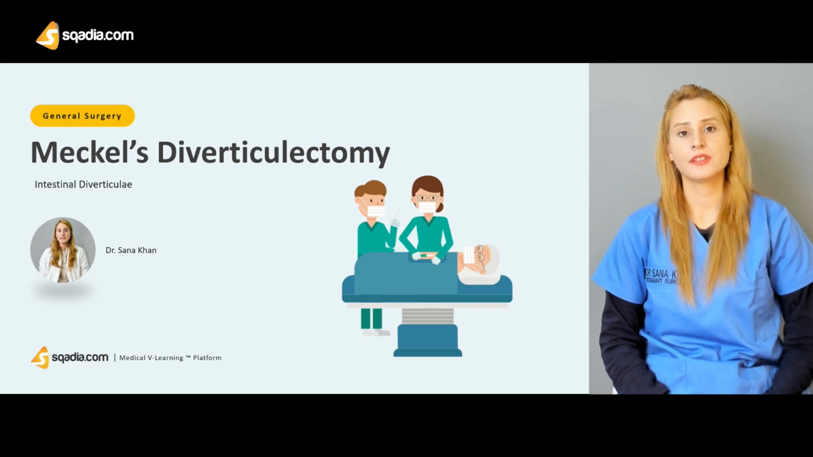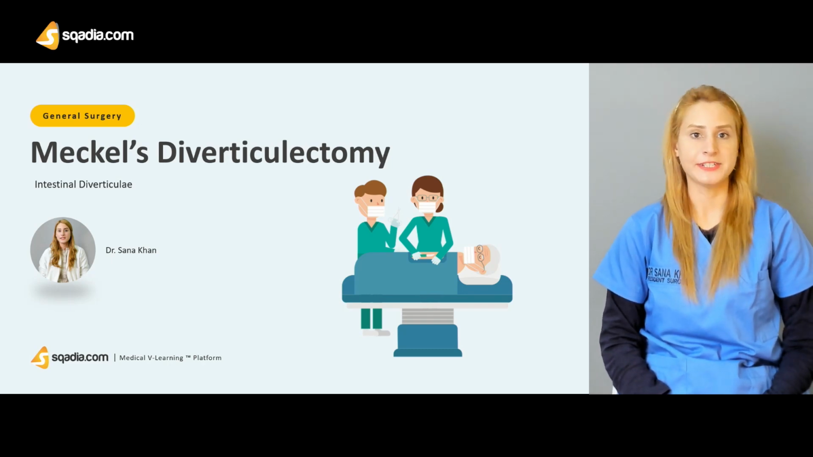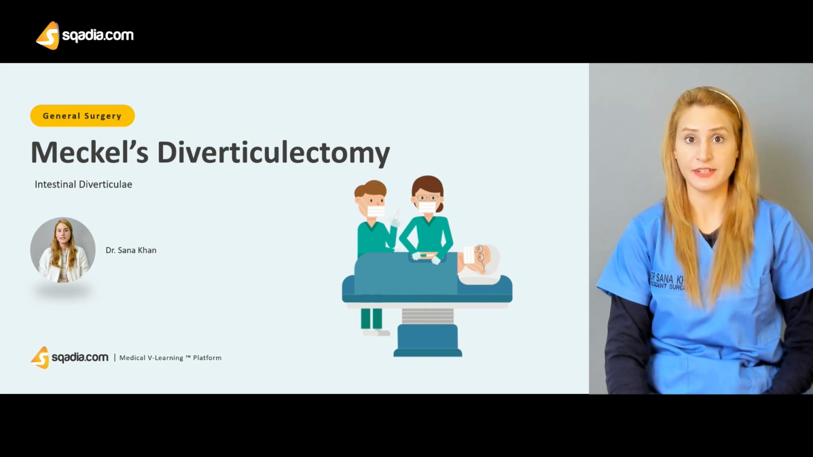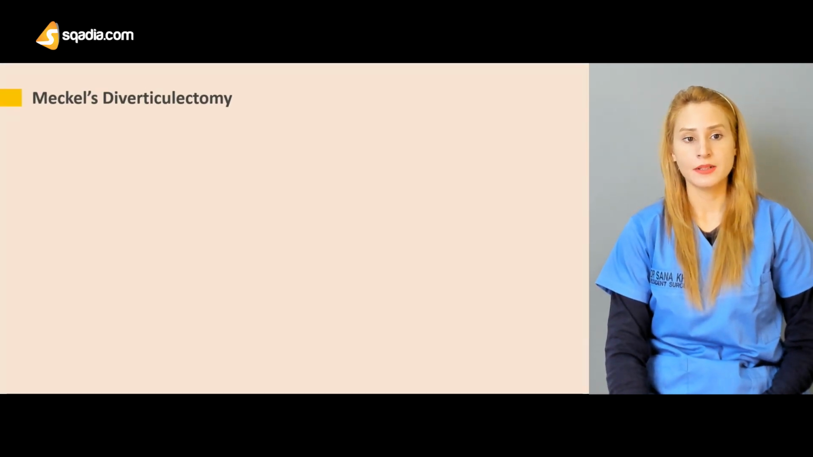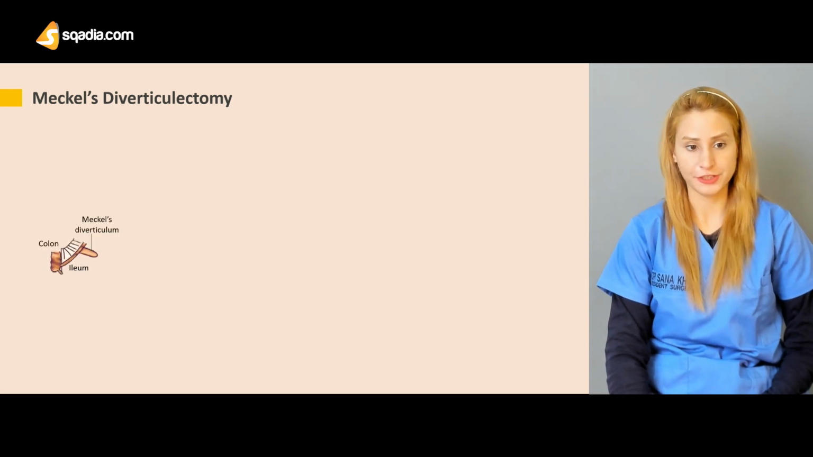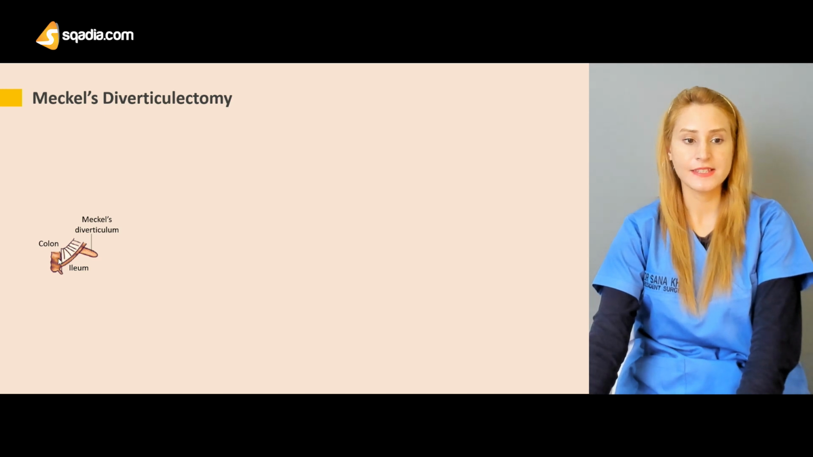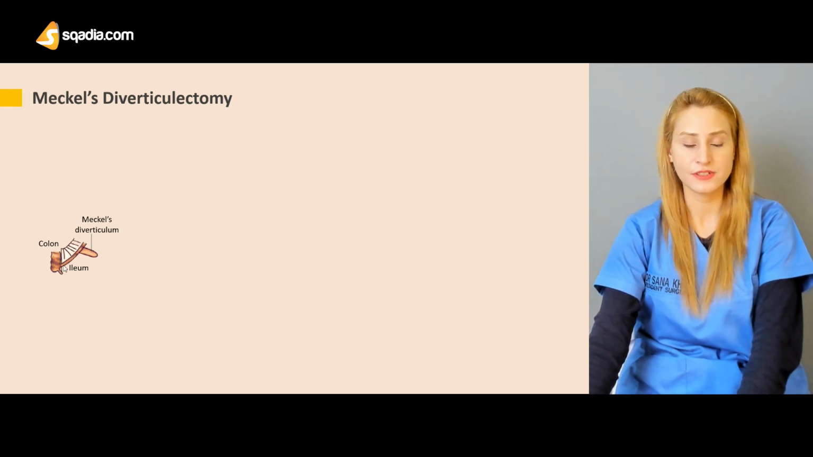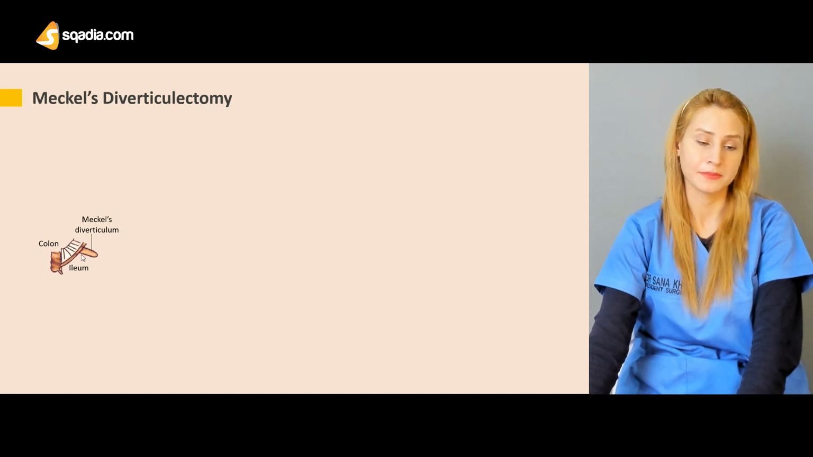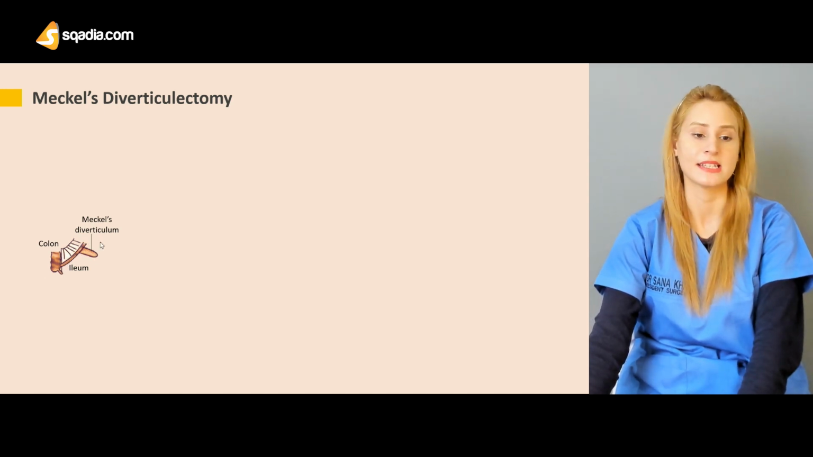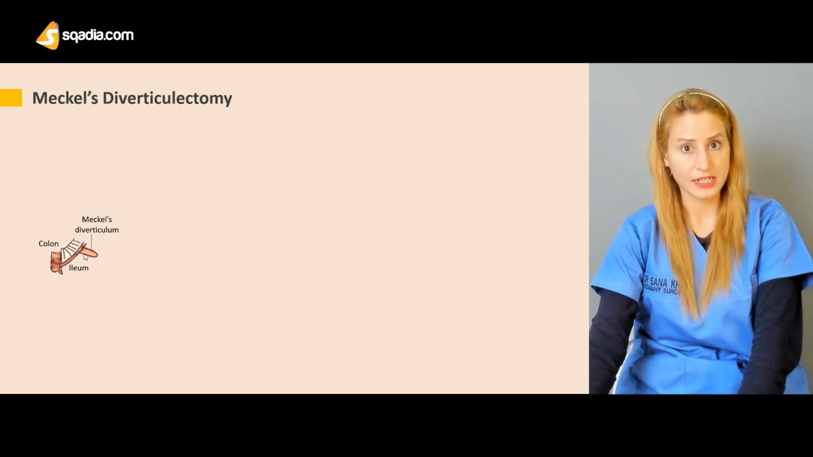The surgical option for Meckel's diverticulitis is Meckel's diverticulectomy. This is a diagrammatic representation which can be very helpful for you guys. So you can see here on your screen that this is the colon, and just close to the ileocecal junction, this is the Meckel's diverticulum, which is present on the antimesenteric border.